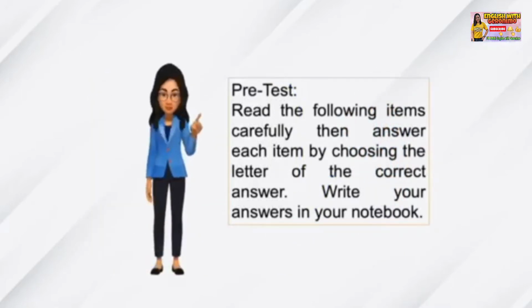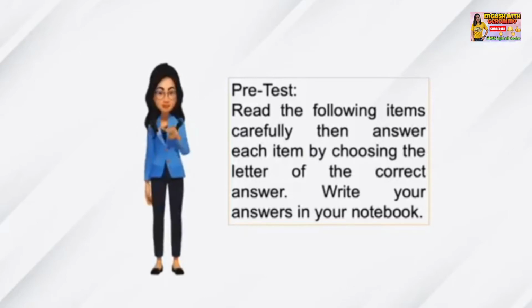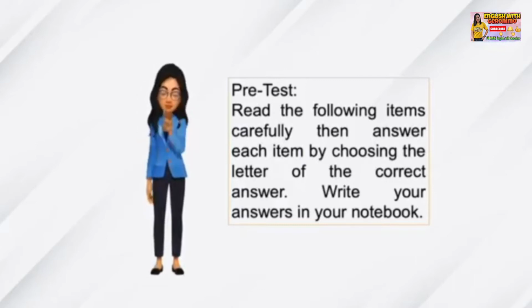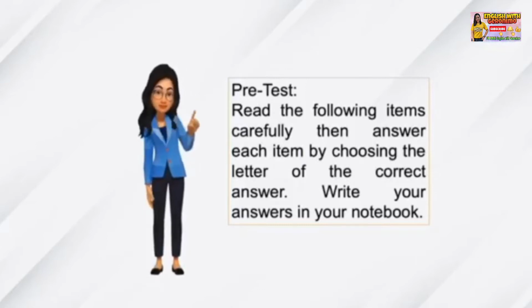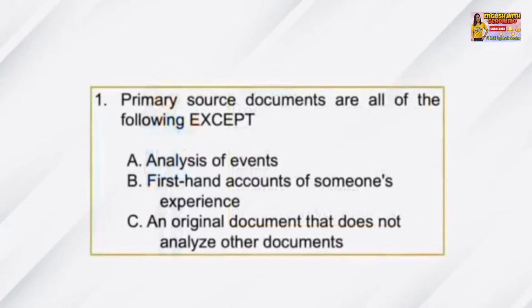Let's have the pre-test. Read the following items carefully, then answer each item by choosing the letter of the correct answer. Write your answers in your notebook. Number 1. Primary source documents are all of the following except A. Analysis of events, B. First-hand accounts of someone's experience, C. An original document that does not analyze other documents.